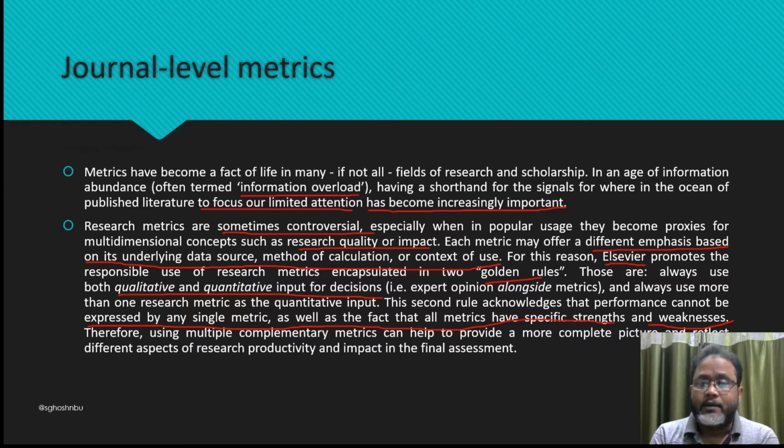And the second rule acknowledges that performance cannot be expressed by any single metric.